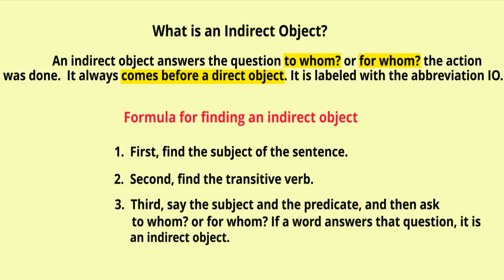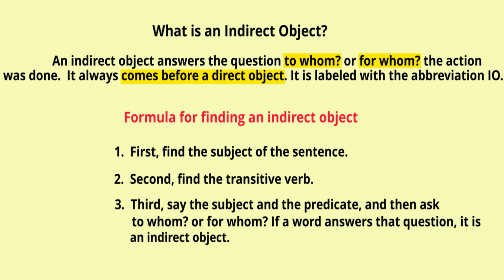An indirect object answers the question to whom or for whom the action was done. It always comes before a direct object. It is labeled with the abbreviation IO. So do you remember what we labeled the direct object in the last video? It is DO, right? So indirect object is labeled with the abbreviation IO.